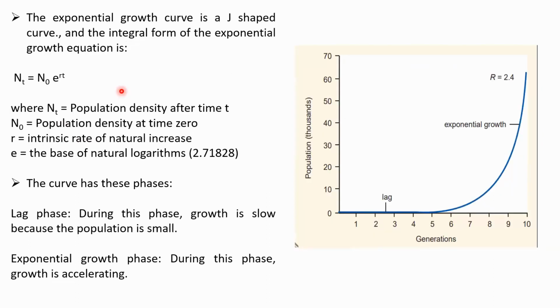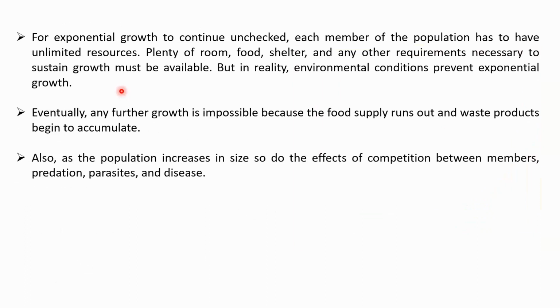But in order for the exponential growth to continue, each member of the population has to have unlimited resources. But this is actually not possible in a real scenario. If the exponential growth is to continue without any check, every member of the population should have access to unlimited resources. Plenty of room, food, shelter, and any other requirement necessary to sustain growth must be available.